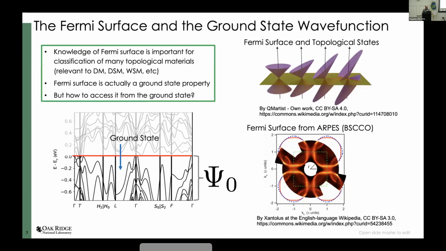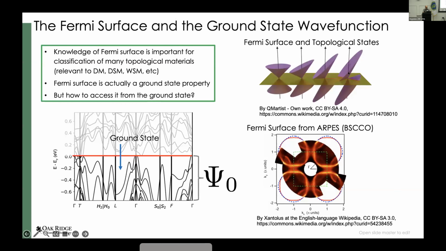Okay, so the Fermi surface and the ground state wave function. Knowledge of the Fermi surface is important for classification of many topological materials, for example. It's relevant for distinguishing between Dirac metals, Dirac semimetals, Weyl semimetals, etc. For certain topological states, you get this kind of tilting effect.